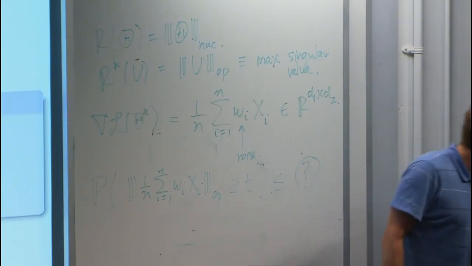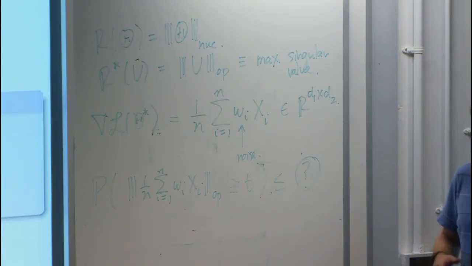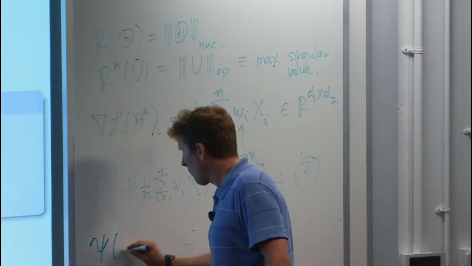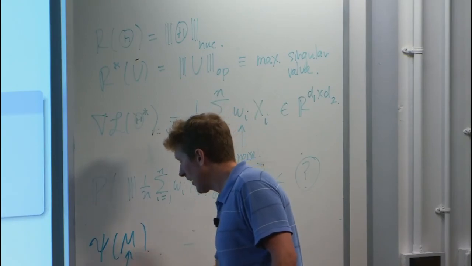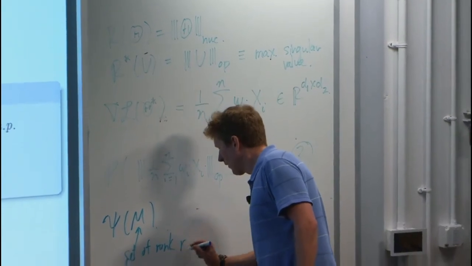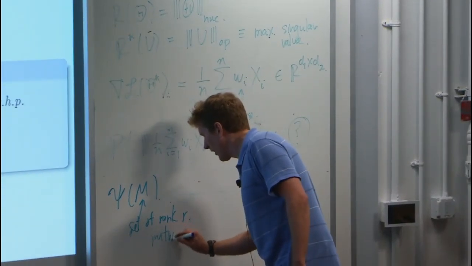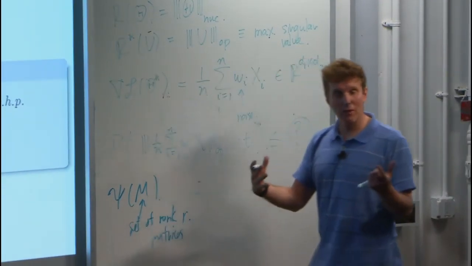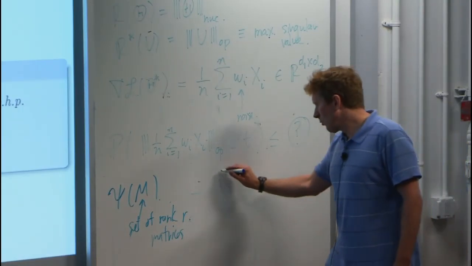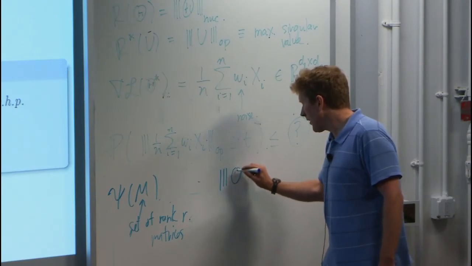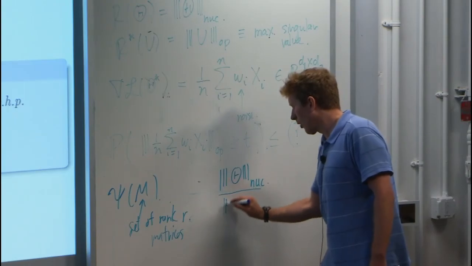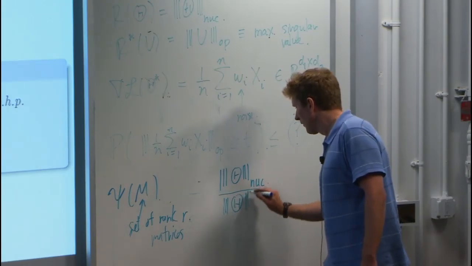And then what's the last thing I need to do? Well, what's the right model space to look at here? Your model space is going to be a set of rank R matrices. In particular, you can look at the set of matrices that share the same left and right singular vectors as the true matrix. And if you look at the worst case of the nuclear norm over the Frobenius norm over rank R matrices, how large can that be?